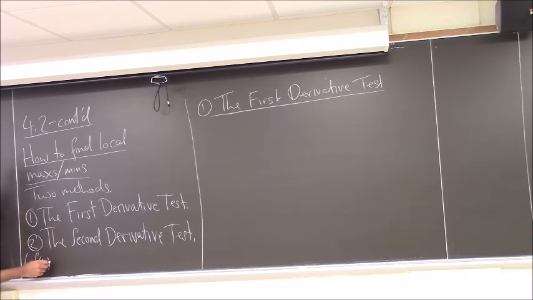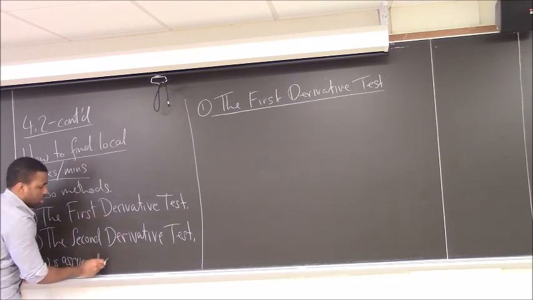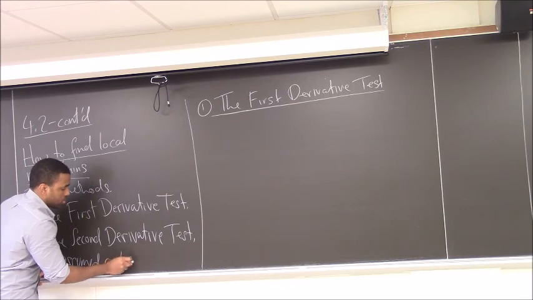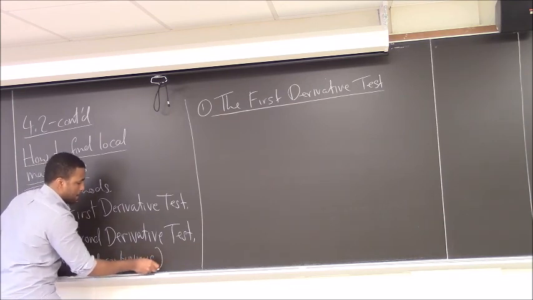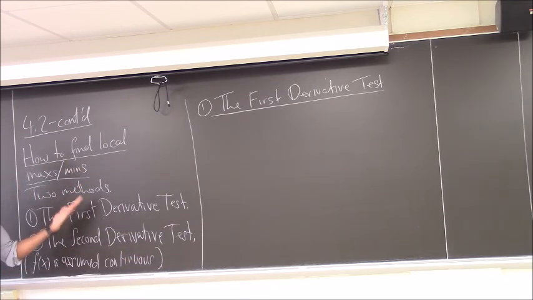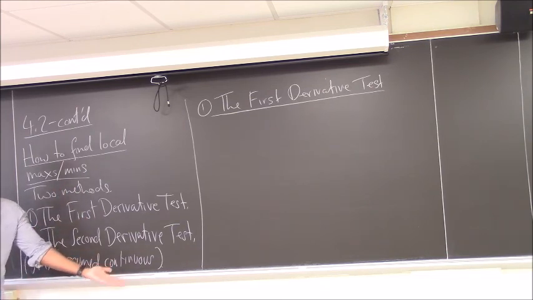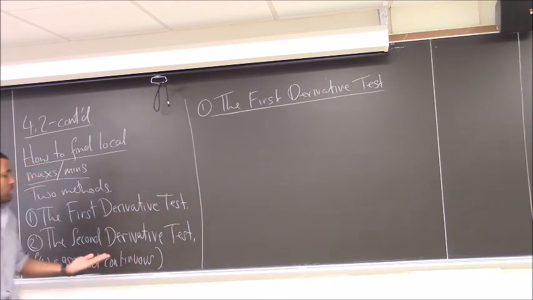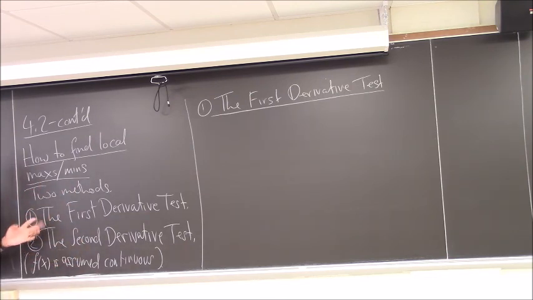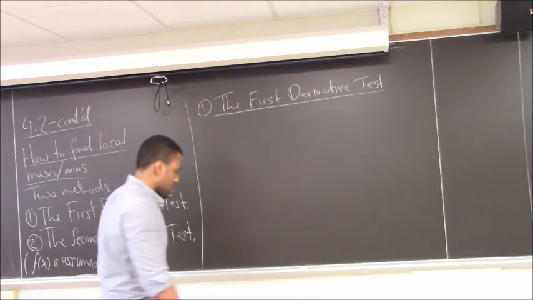The original function is assumed continuous here. So if it's not continuous, then the point's not going to be a max or min because the point wouldn't exist in the first place. So assuming your function is continuous, we can do either one of these two tests. You don't have to do both, it's either or, to figure out where your maximums and minimums are.